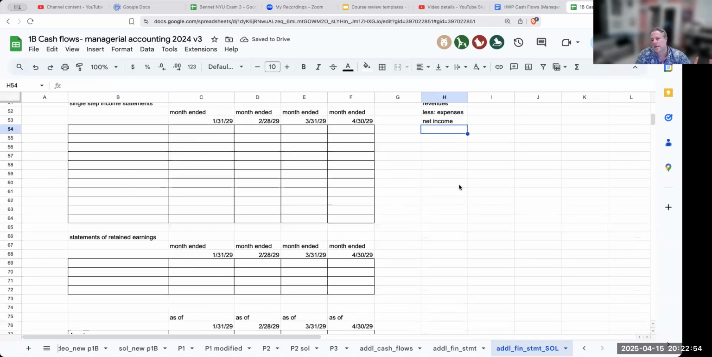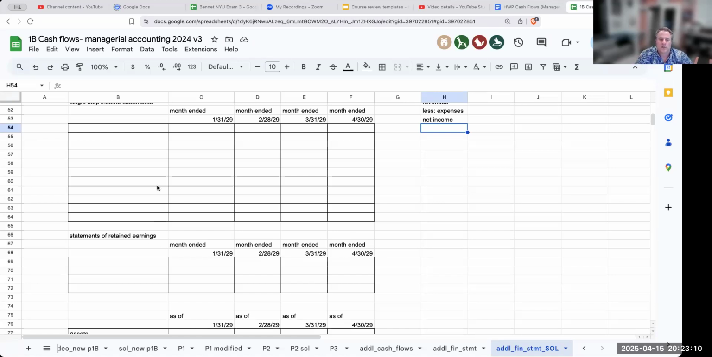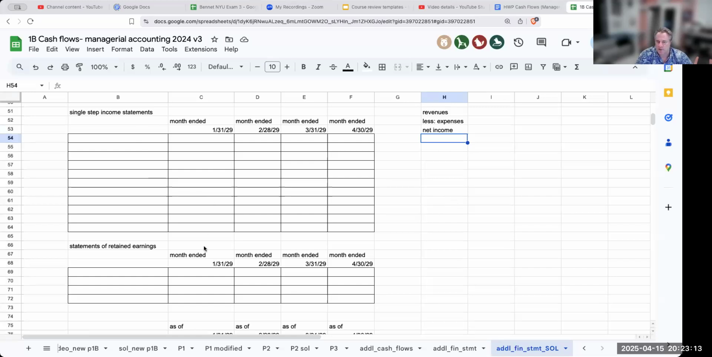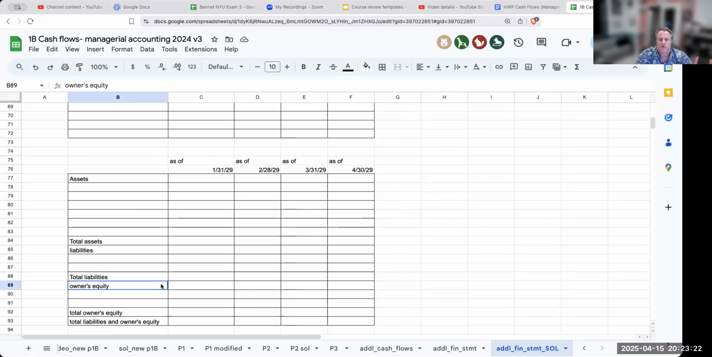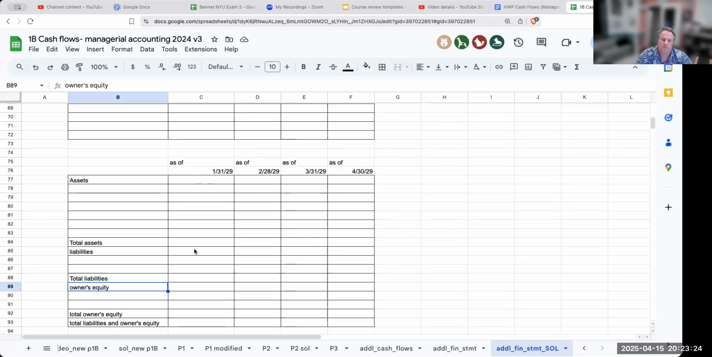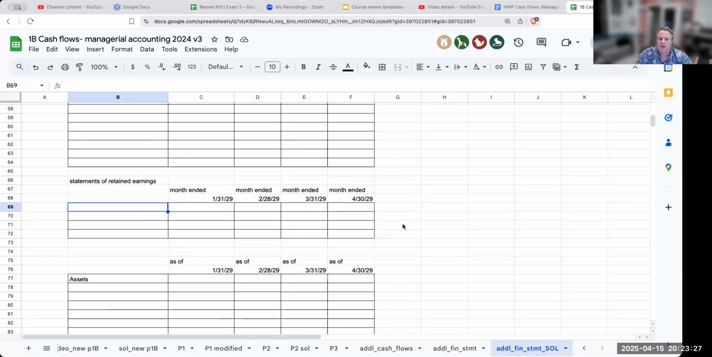The other thing is that if you're taking my Accounting 1B class, one of the things I had you do at the beginning of the semester was, given financial information, prepare financial statements. And this is the reason why. Because when we get to the income statements, right, which are right over here, then we have the statement of retained earnings. The statement of retained earnings is what links the income statement to the balance sheet. So this is why I had you do it.